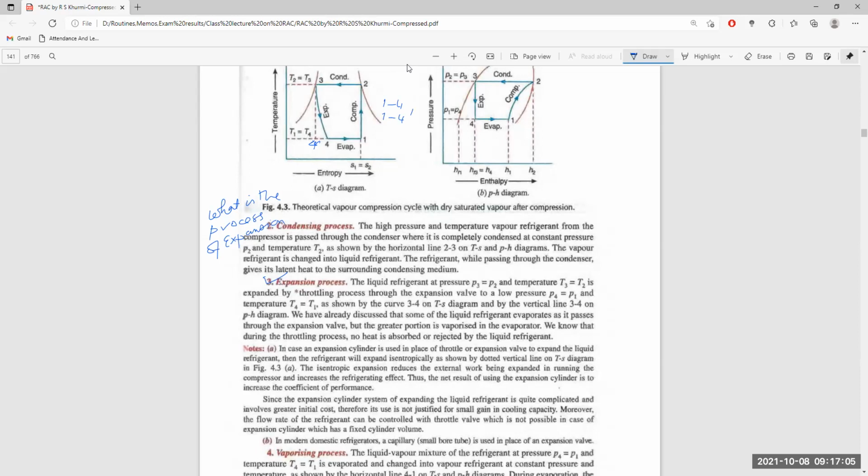This type of expansion cylinder is more expensive. This will be an isentropic process, with external work being expended in running the compressor, and it increases the refrigerating effect. If we use the expansion cylinder, more heat will be extracted from the surroundings of the refrigerator itself. But this will increase the COP, the coefficient of performance. COP will increase for that.